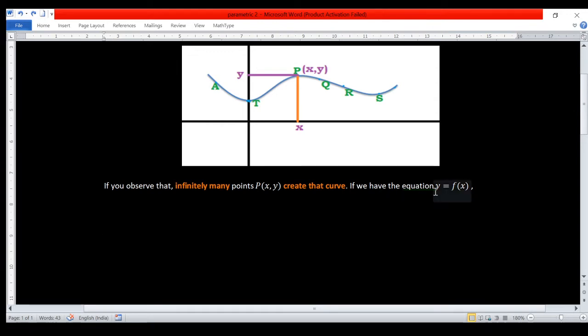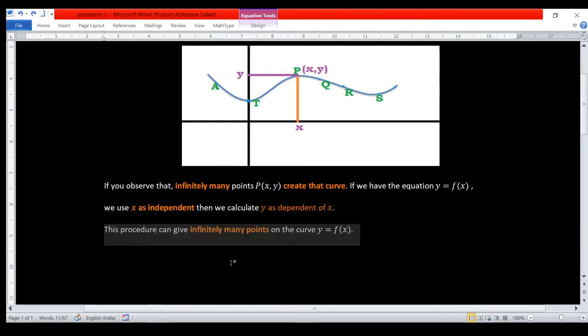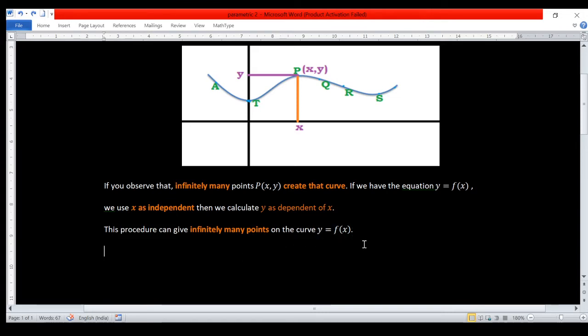If we have the equation y is equal to f of x, we can use x as independent, then we can calculate y as dependent on x. So this will give infinitely many points. This procedure can give infinitely many points on the curve y is equal to f of x. Therefore we need x and y to draw the curve. So every point on the curve is an ordered pair x comma y. If we know x and y, we can fix that point.